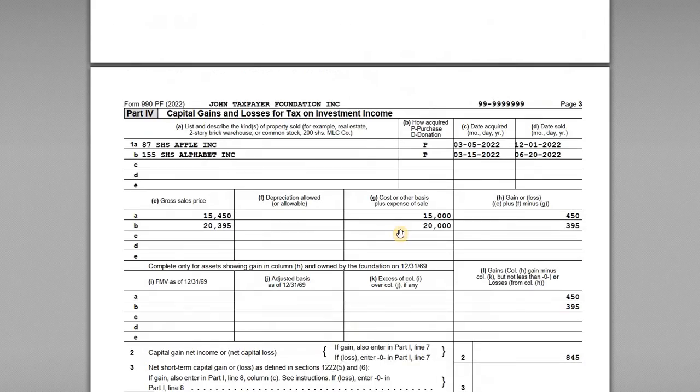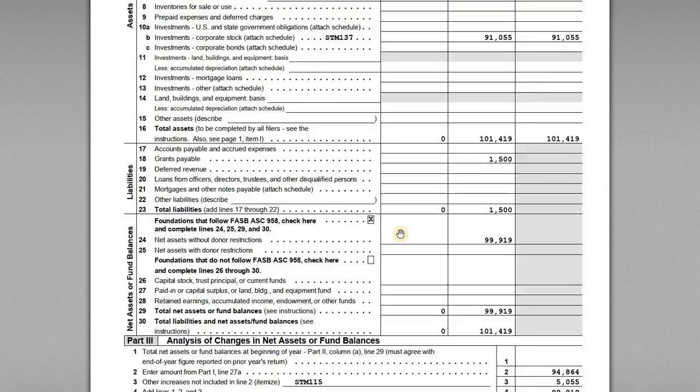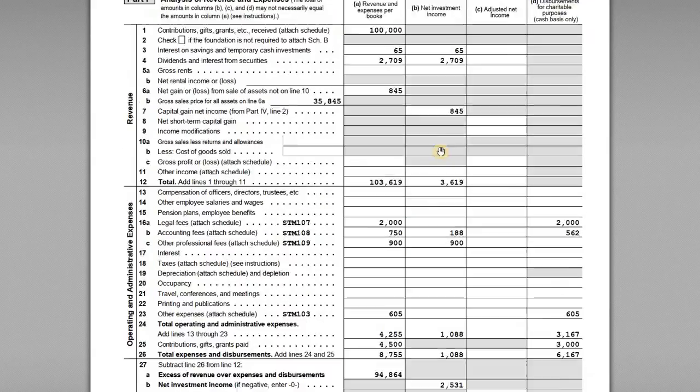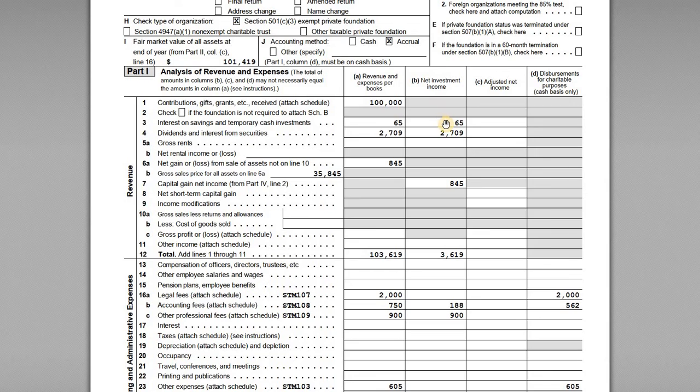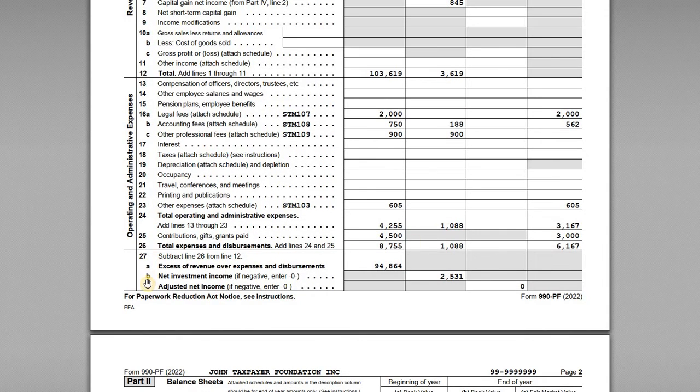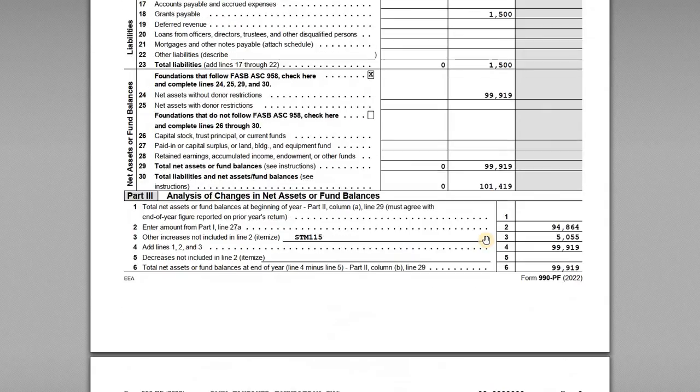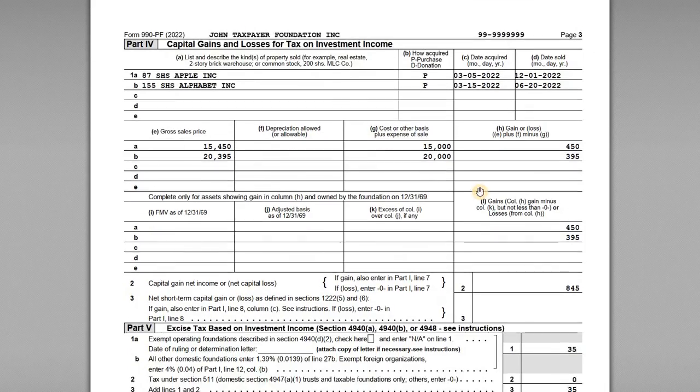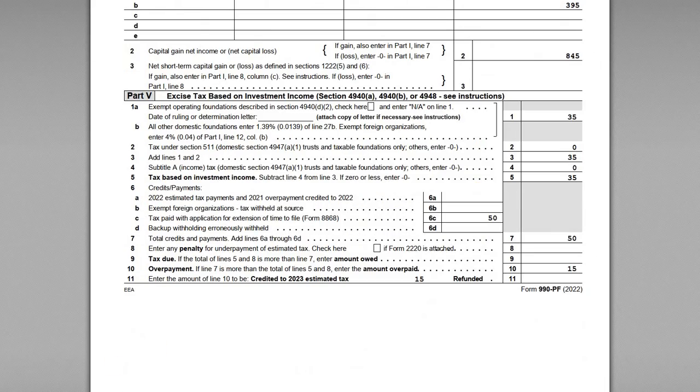Right, so if I go back up here to line 27B, we had part 1, column B, line 27B, right? So 27B, net investment income, $2,531. And we move on down here so we can see the tax.